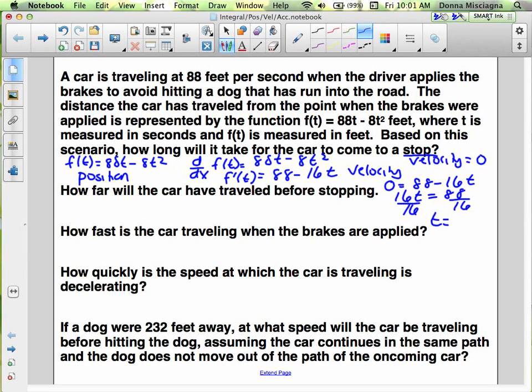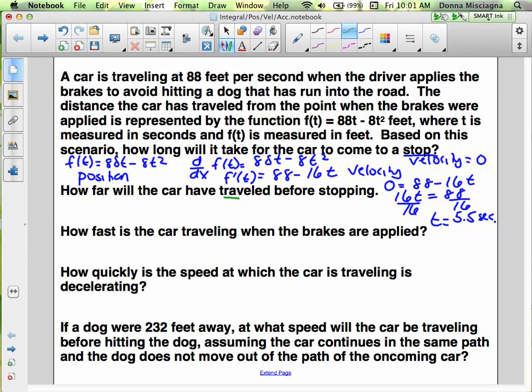t is equal to, it's about 5 point something. 88 divided by 16 is 5.5. So 5.5 seconds. That's how long it'll take for the car to come to a stop. We want to know, in the next question, how far will the car have traveled before stopping?